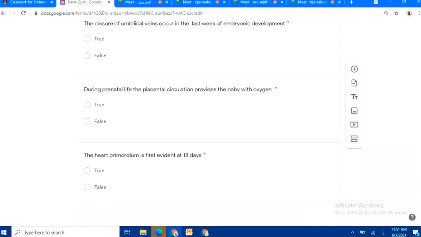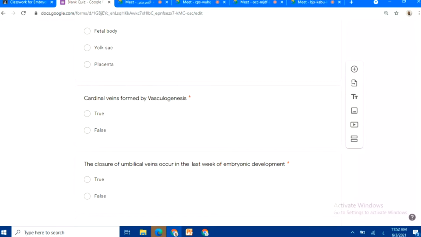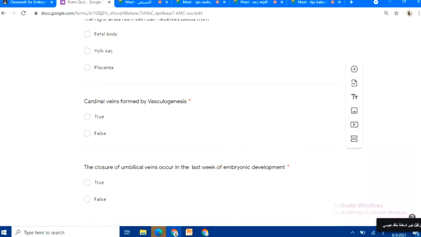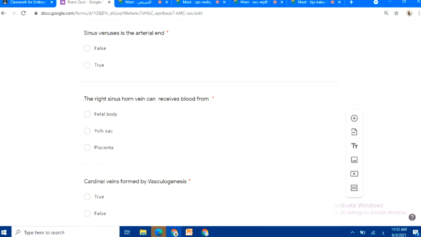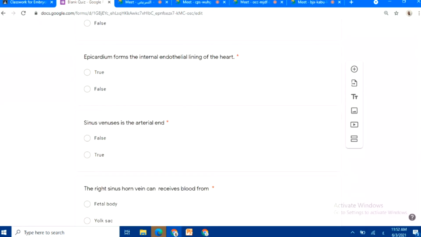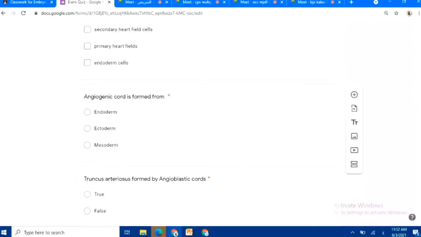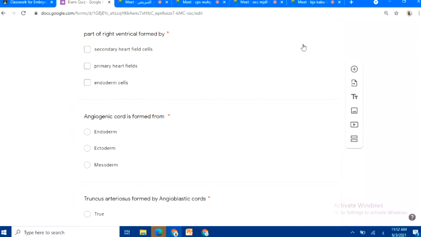Okay. The heart primordium is first divided at 18 days of embryonic development. Is it true? True. مربوطين بها على الأغلب يعني إذا جبتي بيبي ركزوا عليها. Last week of embryonic development, there will be an umbilical vein circulation. Okay. بعد أكو سؤال: right sinus horn vein can receive blood from شنو؟ هاي ركزوا عليها. sinus venosus arterial هذه هم سهلة، ركزوا عليها.